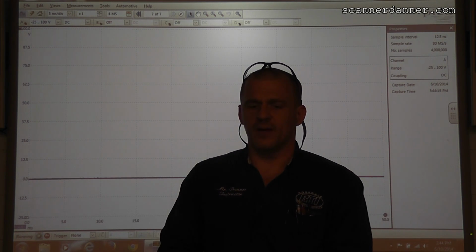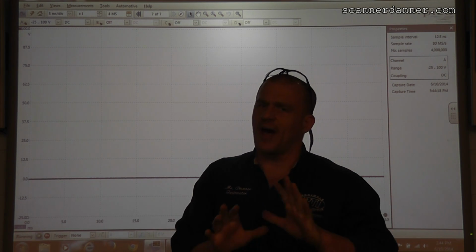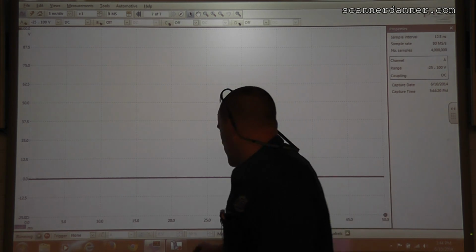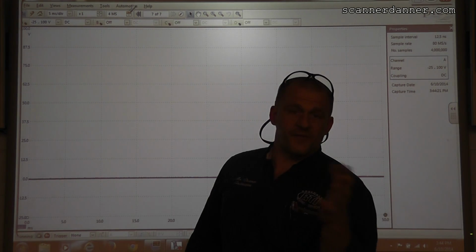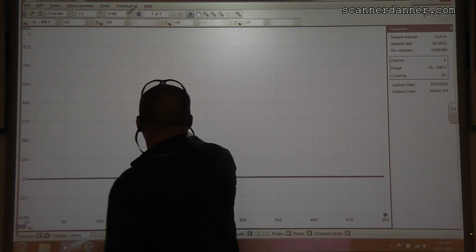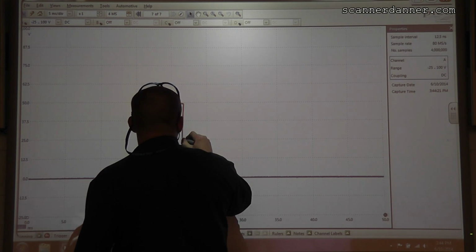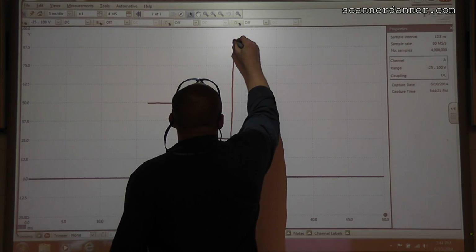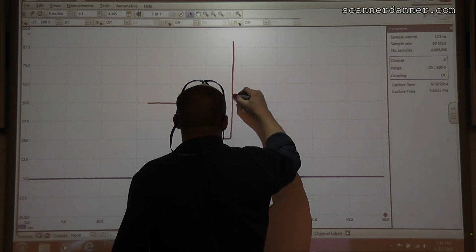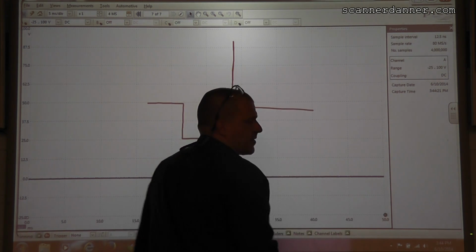Let me give you an illustration. I'll try this. I don't know how well it will work. Let's say we're looking at a fuel injector, and we're looking at just a voltage waveform of this fuel injector. And a typical injector would look something like that.